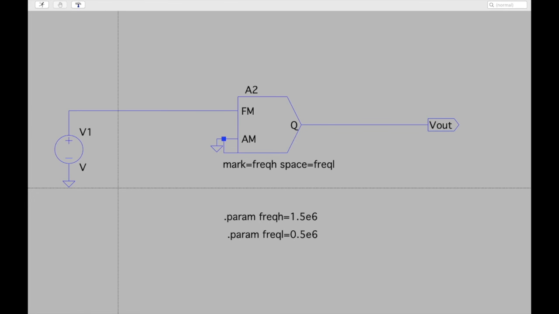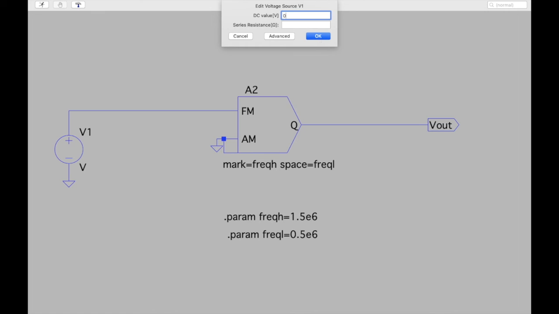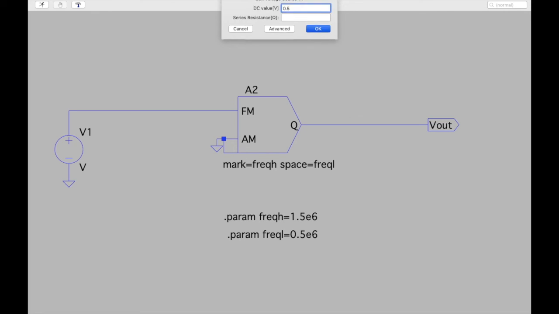So now let's give maybe some voltage, maybe just 0.5 volt. This is the voltage that I'm applying, and it's supposed to spit out a particular frequency. What frequency it's going to spit out is defined by these two parameters, called the frequency high and the frequency low. L stands for low and H stands for high.